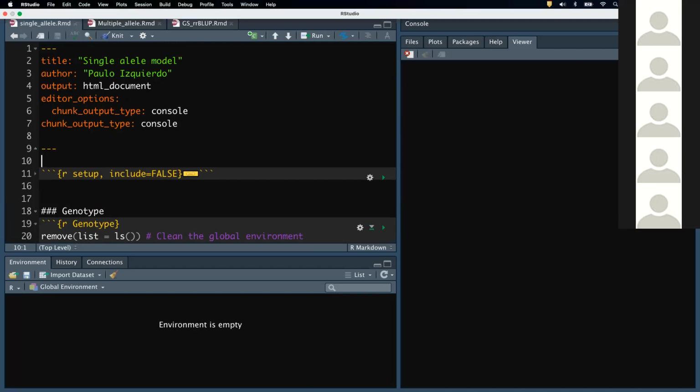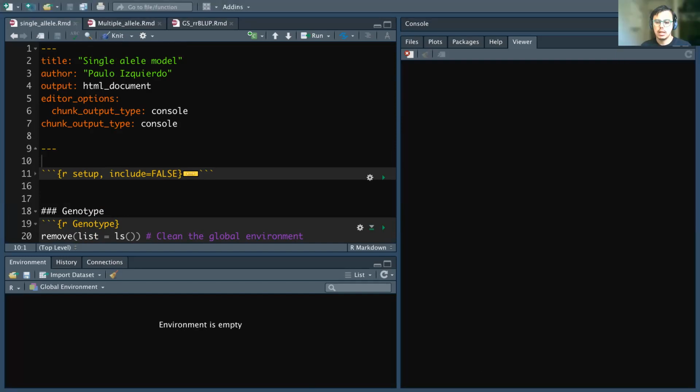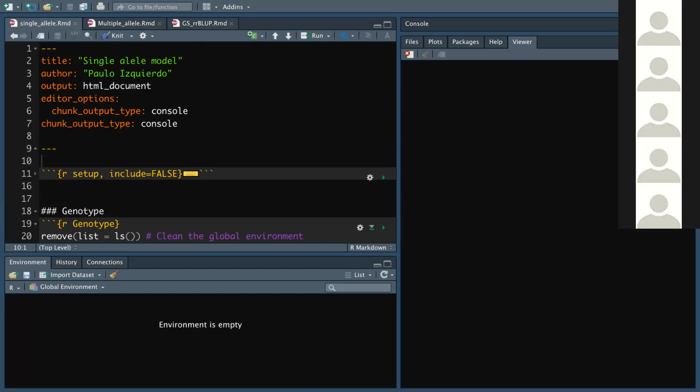And we're going to work in R Markdown. R Markdown is great for doing reports and for exporting the R code and the graphics in a format that is easier to share with more people.